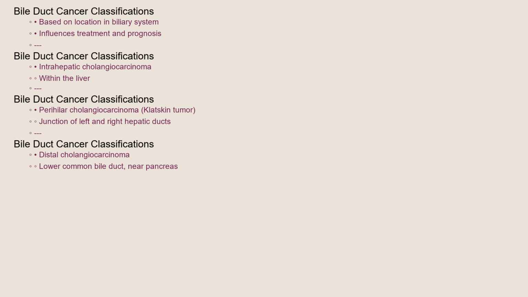Classifications, types. Bile duct cancer is classified based on its location within the biliary system. Intrahepatic cholangiocarcinoma occurs within the liver. Perihilar cholangiocarcinoma, also known as Klatskin tumor, develops at the junction where the left and right hepatic ducts join to form the common hepatic duct. Distal cholangiocarcinoma arises in the lower part of the common bile duct, near the pancreas. The classification is important because it influences the treatment approach and prognosis.